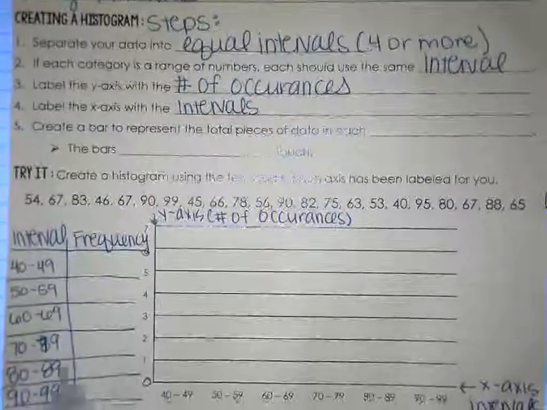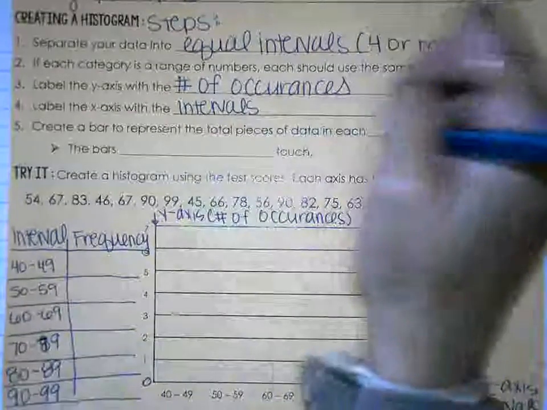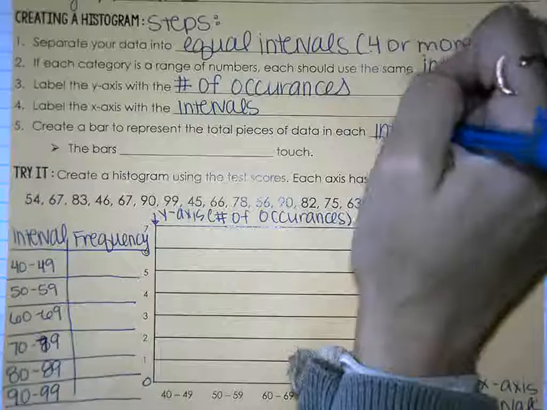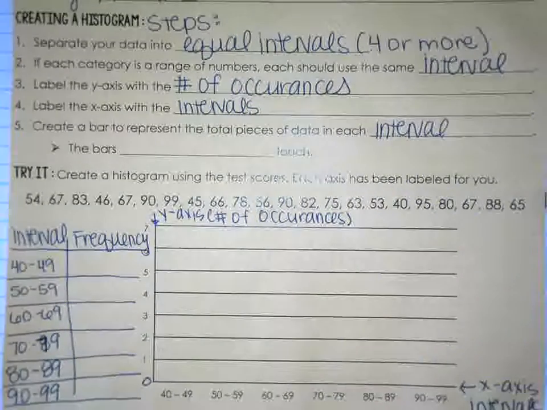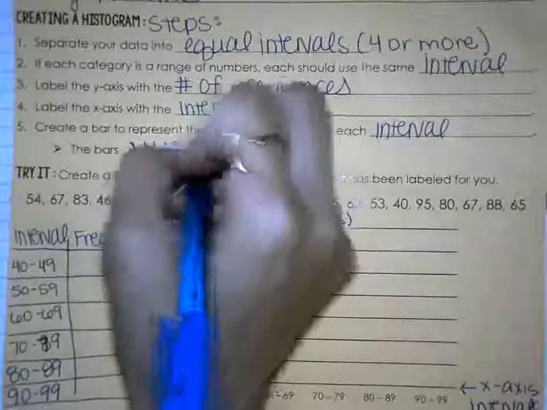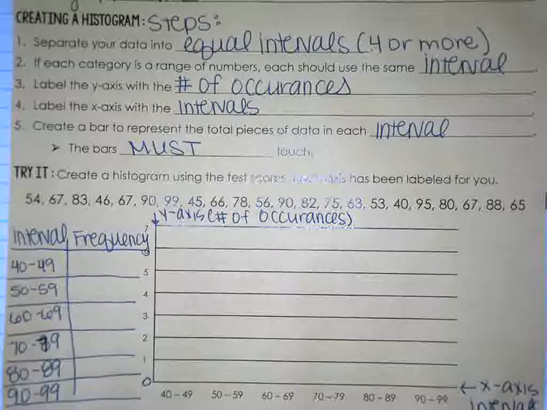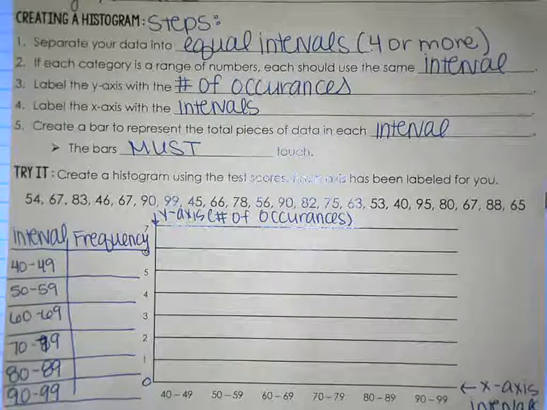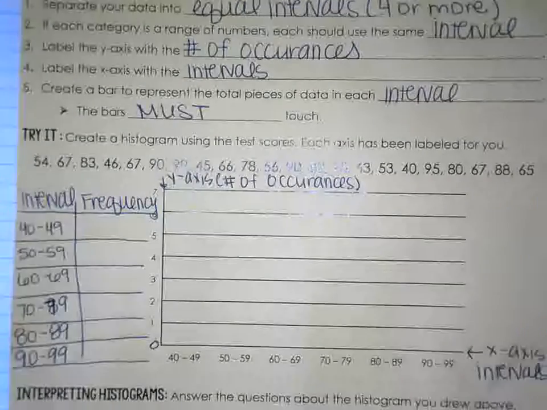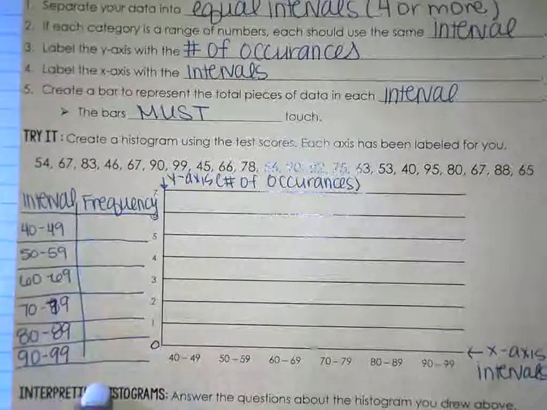So then step 5 is you will create a bar to represent total pieces of data in each interval. The bars must touch. If they do not touch, you will automatically get it wrong. Okay, so let's go through this example. We need to take these numbers and we need to put them in our frequency table.